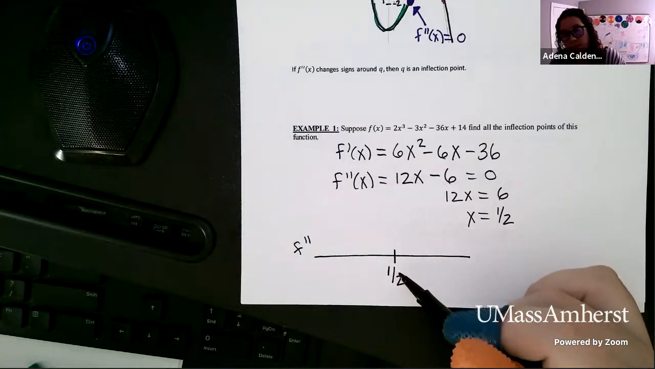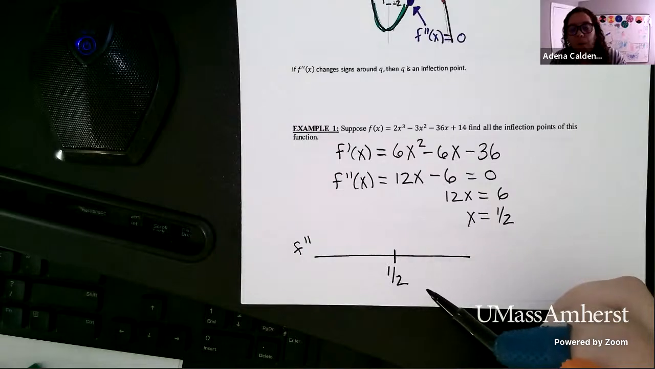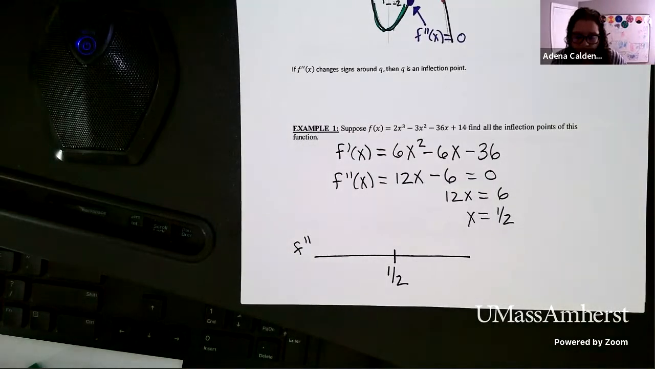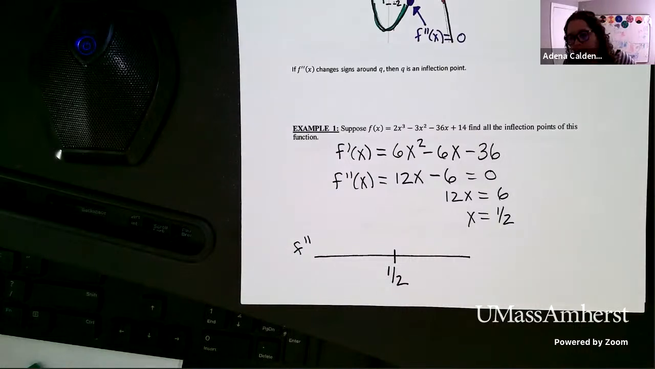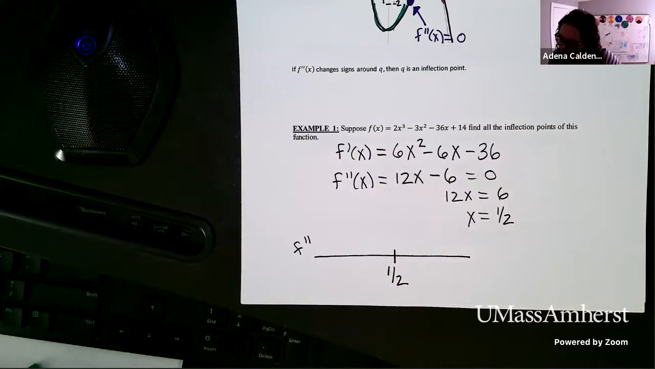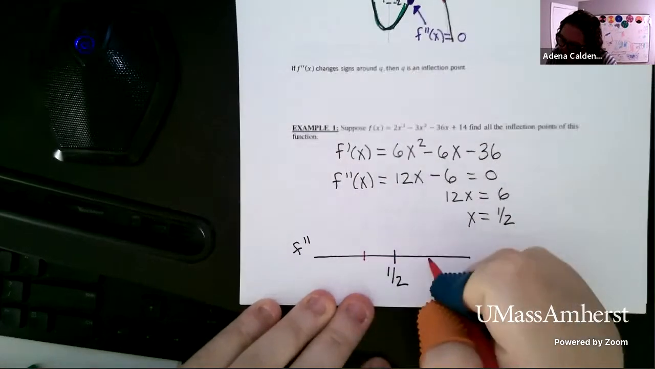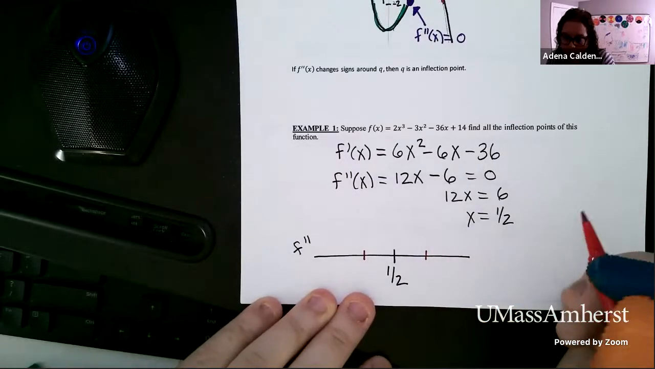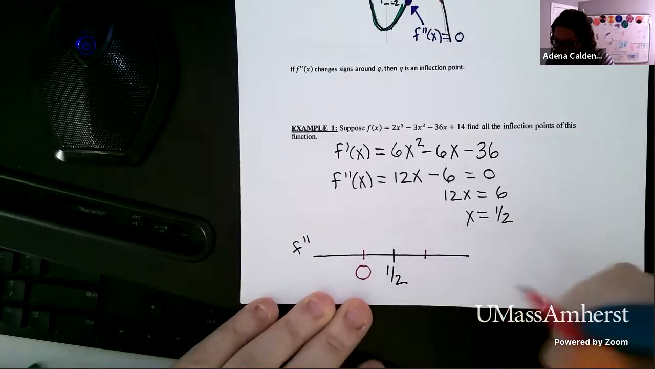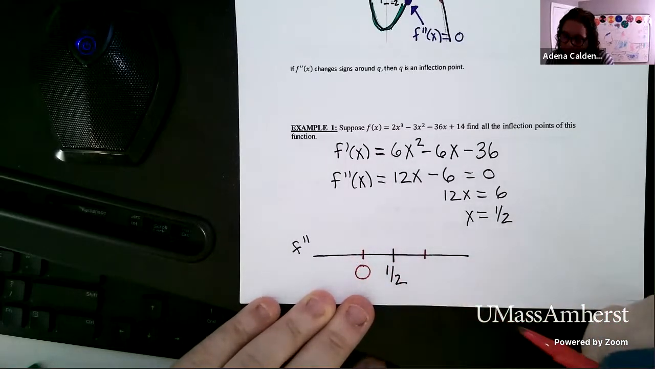So there's one inflection point, we put it on our number line, and what we want to do is test something a little bit to the left and a little bit to the right to make sure that the second derivative changes signs. Because if it changes signs, the original function changes concavity. So much like when we did the first derivative test, we want to pick our test points to be easy to work with. So when I pick something to the left of half, I think I'm just going to pick 0, right? 0 is a little bit to the left of half.